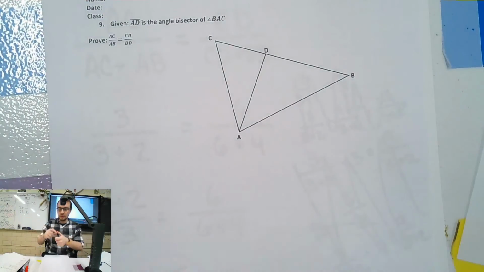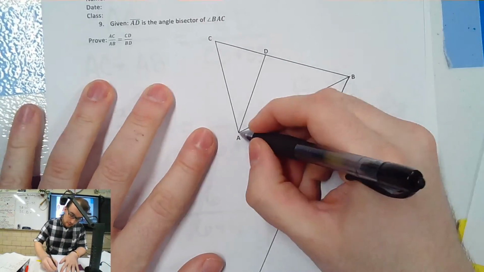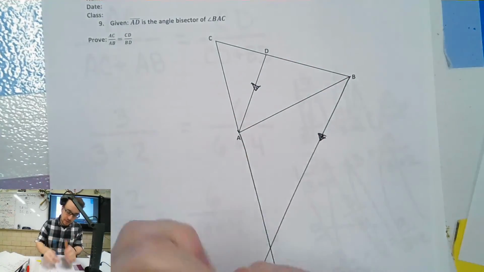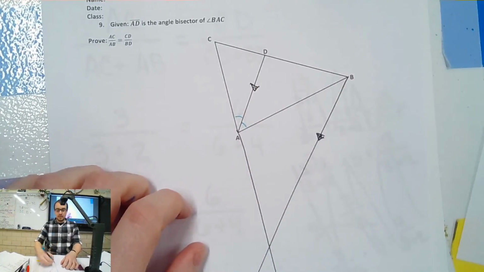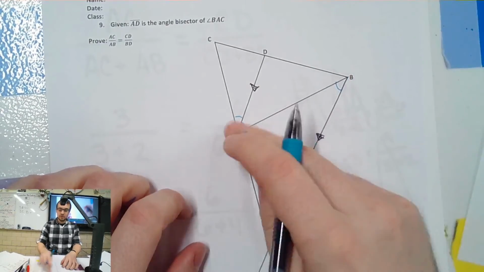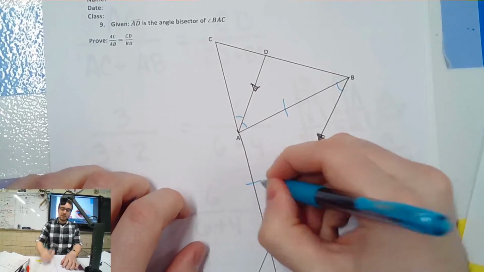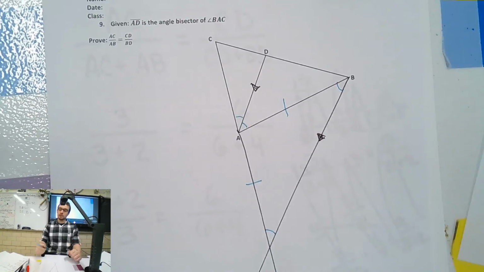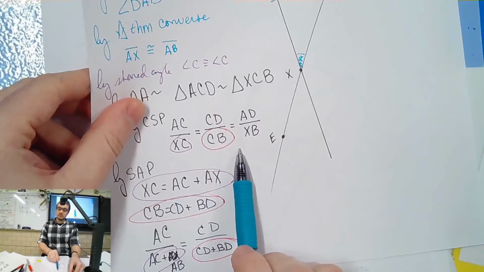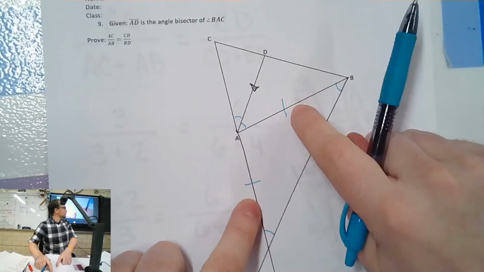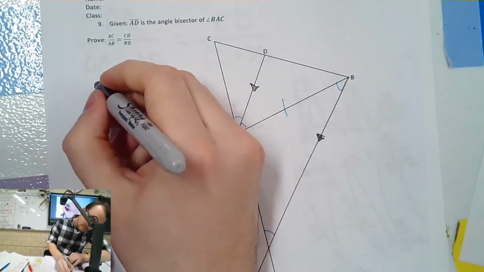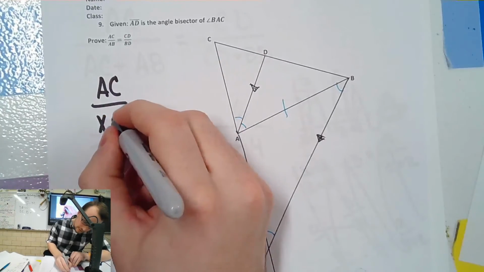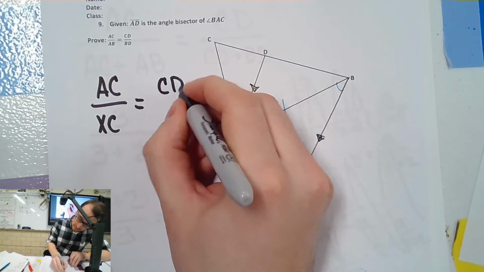Okay? Here we go. We made a parallel. We extended this. These two angles were given to us to be congruent, right? Alternate interior. These two sides are the same, so they're interchangeable. We proved that these two triangles are similar, so their parts are proportional. That's what got us this. We switched out these two sides, and we got this. AC over XC equals CD over CB.